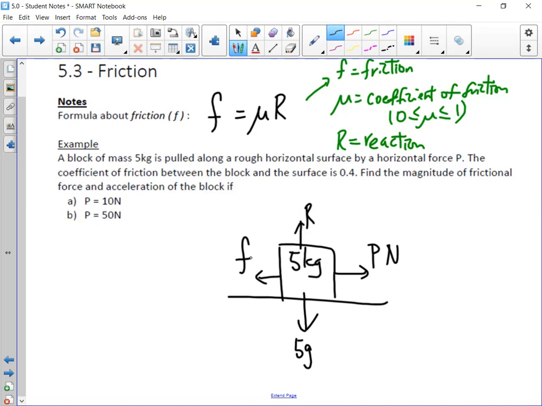The coefficient of friction between the block and the surface is 0.4, so that's the mu value that you need. So mu equals 0.4. Find the magnitude of the frictional force and the acceleration if P is 10 Newton.